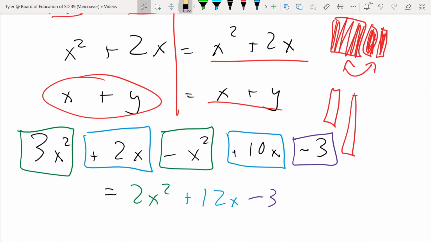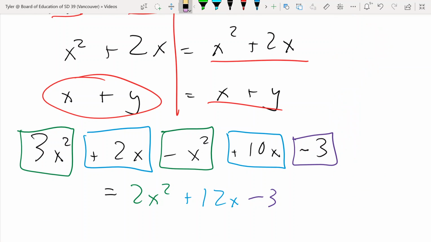This last one, let's do together. Okay. So we have 3x squared plus 2x minus x squared plus 10x minus 3. So I like to draw boxes over them so I can see them. So 3x squared and negative x squared need to go together. I kept that negative sign. So 3x squared minus x squared. It's going to leave me with just 2x squared.